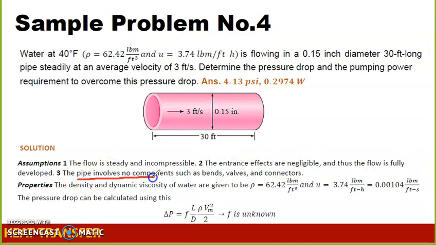The pipe involves no components, so there are no bends, valves, or any other connectors. The properties of the water are given: density and dynamic viscosity. We just need to convert this dynamic viscosity to seconds, so divide this value by 3,600. That's why we have this value.